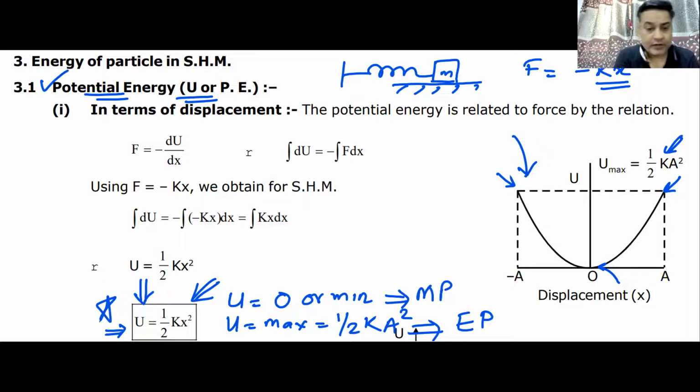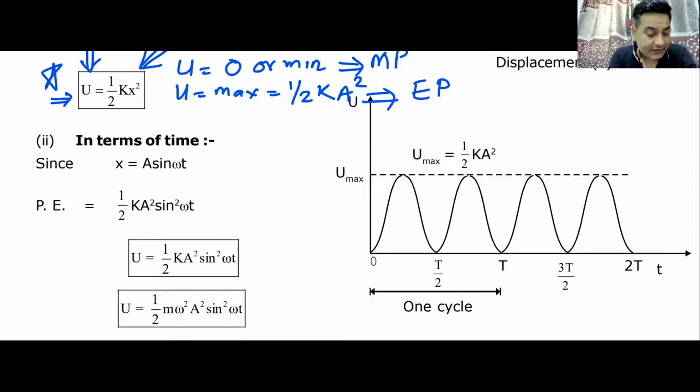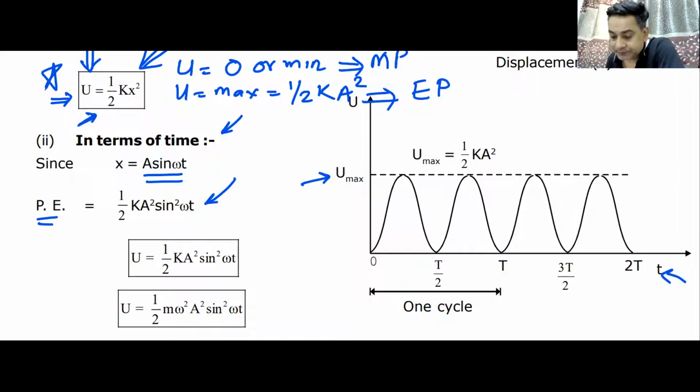Well done. Now we move ahead and we see the same formula in terms of time and the graph of u versus t. In terms of displacement, the energy is given by half kx square. Remember, the value of x is a sin omega t. So potential energy in terms of time t will become half k a square sine square omega t. So you can write it like this: half k a square sine square omega t.